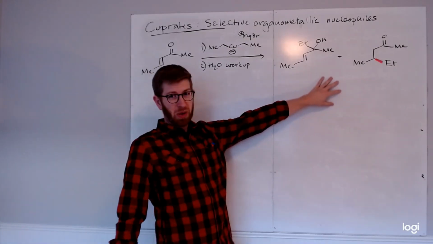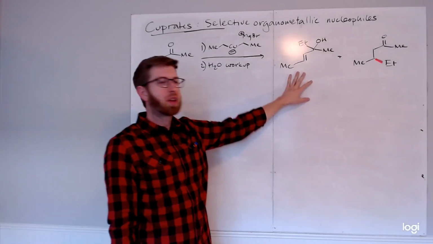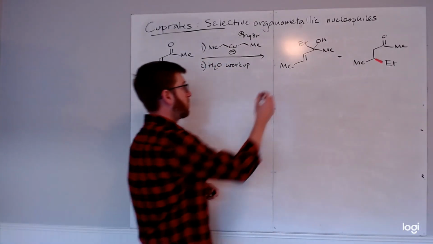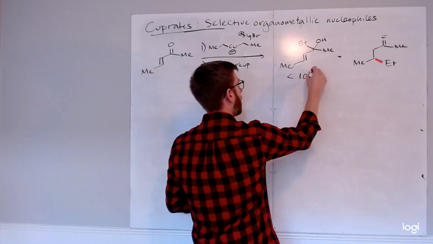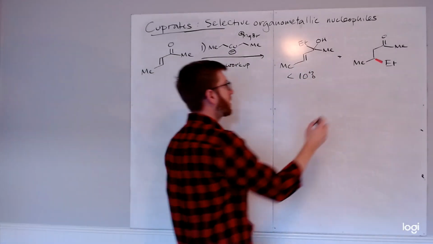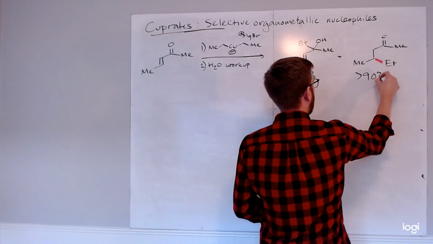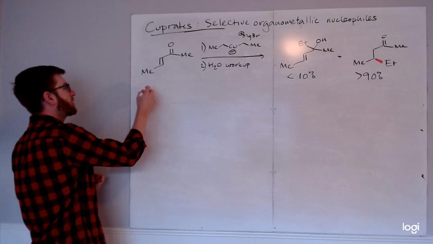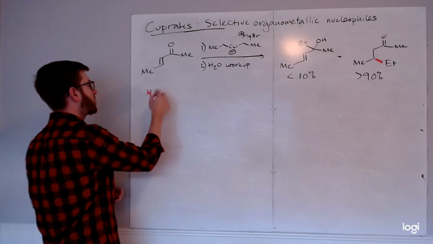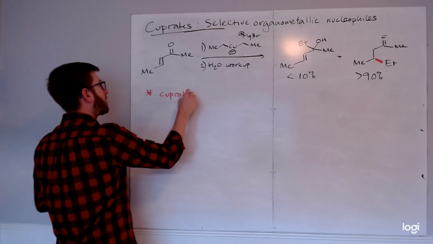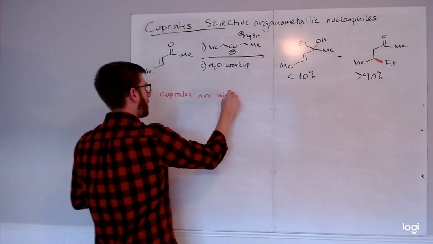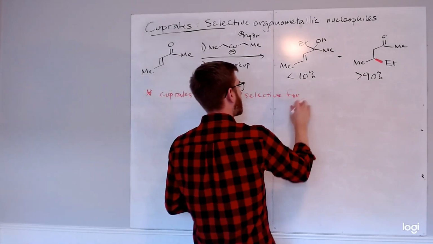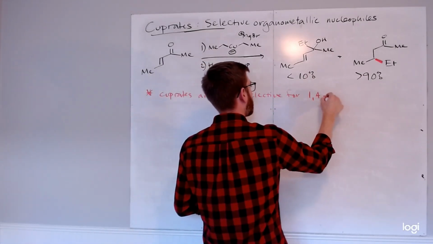So in principle, we make the same products. We have the 1,2 addition product, and we also have the 1,4 addition product. But when we do this reaction with cuprates, we get less than 10% of our 1,2 addition product and more than 90% of our 1,4 addition product. So one of the big takeaways here is that these cuprates are highly selective for 1,4 addition. In a lot of cases, you don't even see the 1,2 addition product at all.